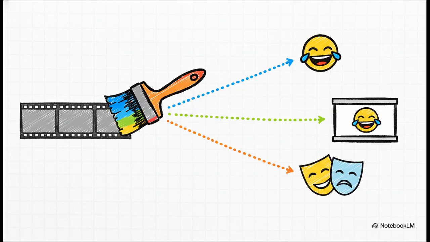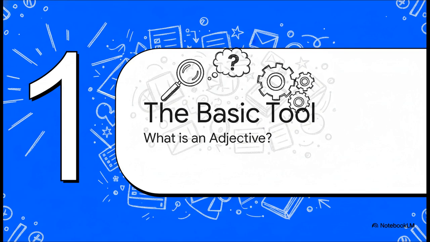Think of them like a paintbrush for your words. You can add a splash of color, and all of a sudden, you have a totally different picture. Was it a funny movie, a thought-provoking one, or maybe it was a comedy? Each tiny word changes everything. We're about to learn how to use this paintbrush in a few key ways. So let's start with the absolute basics.